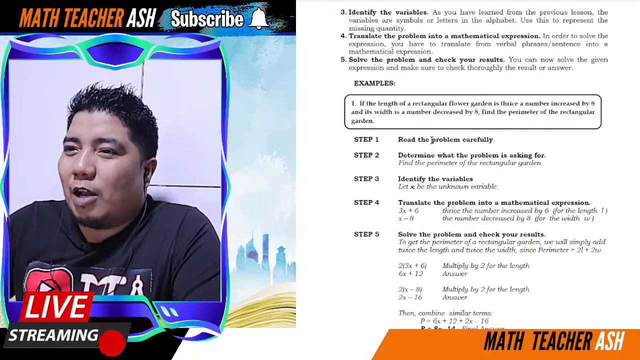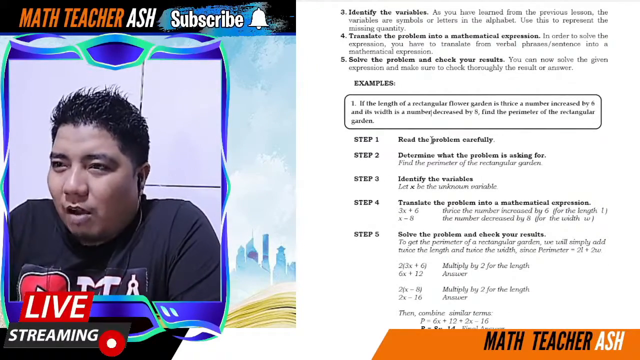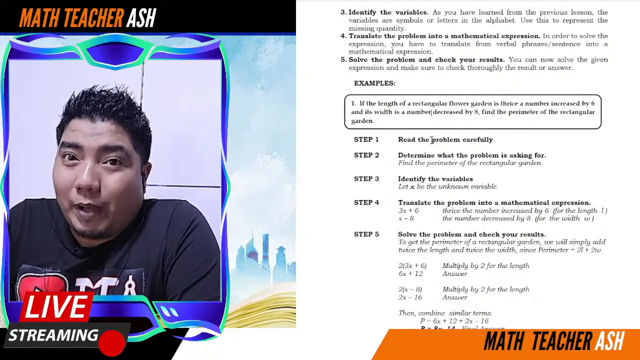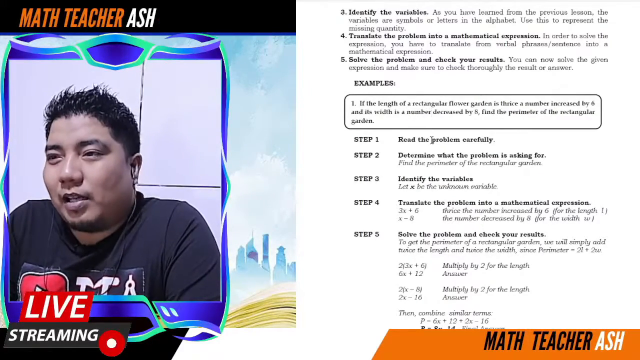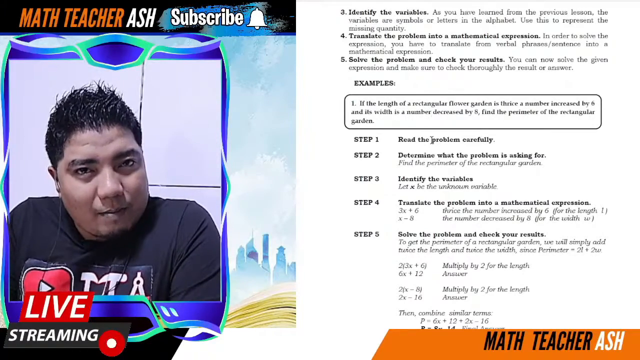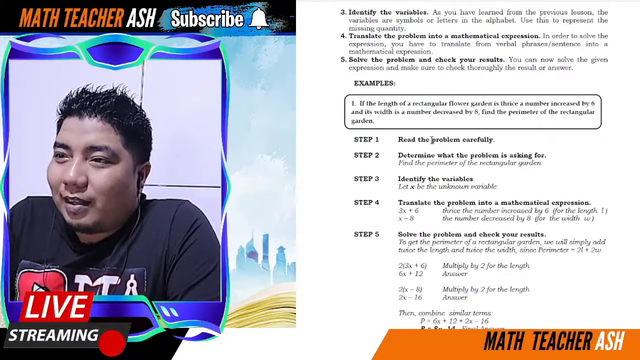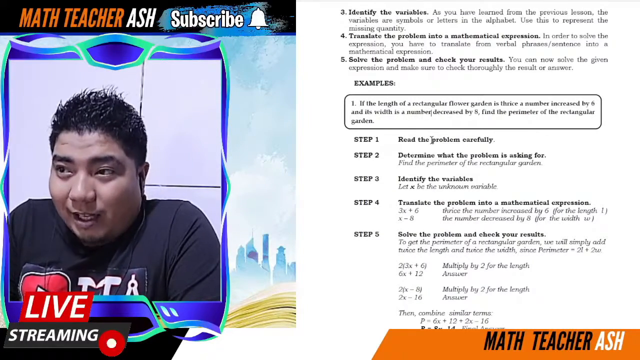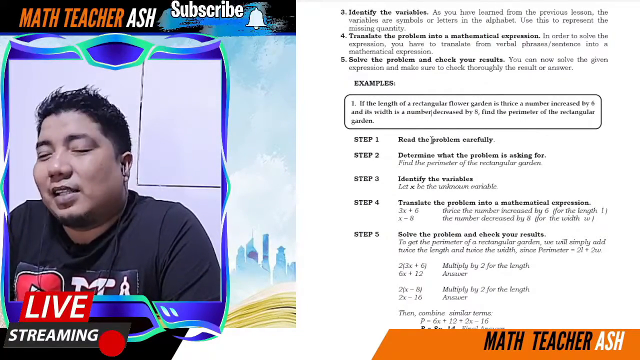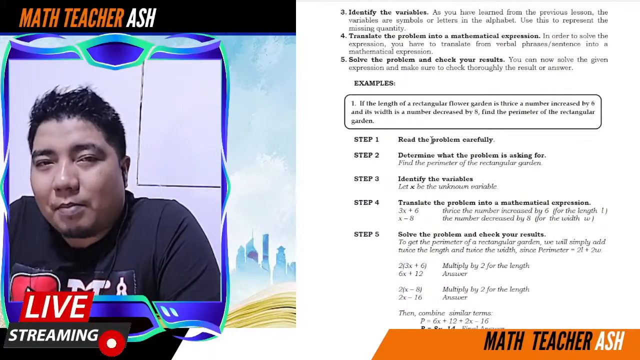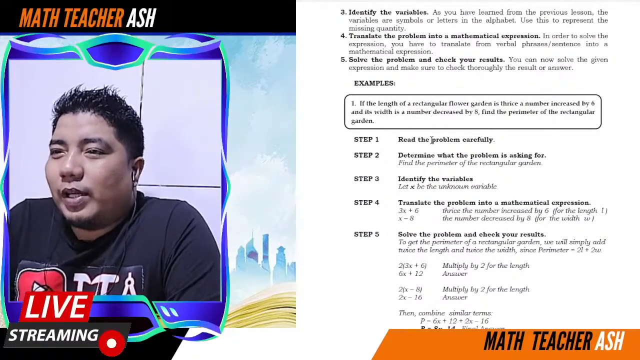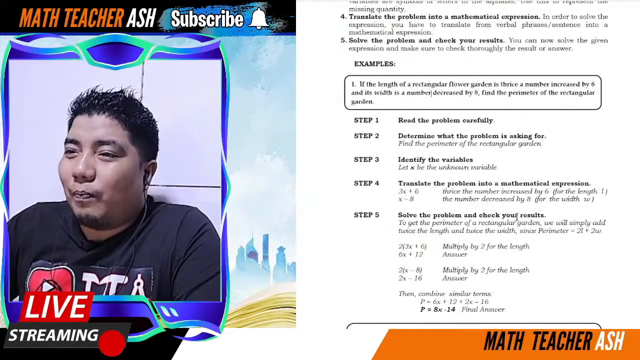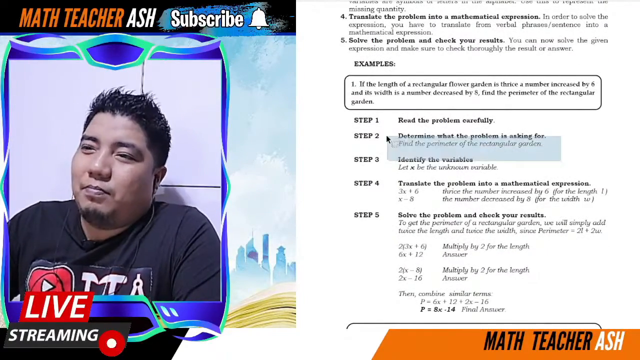Okay, so what does the problem say? The length of a rectangular flower garden is thrice a number increased by 6. Thrice means 3 times, so 3x. We don't know what the number is. So, thrice a number increased by 6 is 3x plus 6. And its width is a number decreased by 8. We are asked for the perimeter.